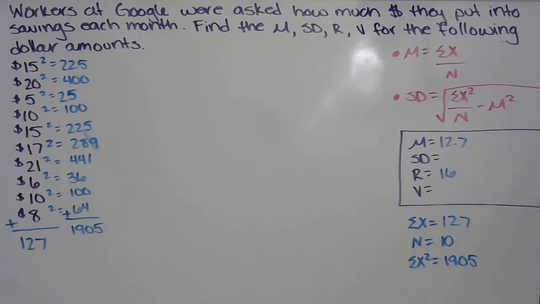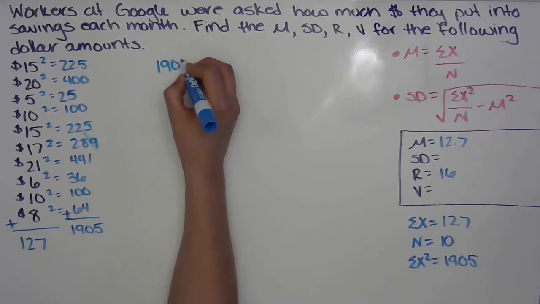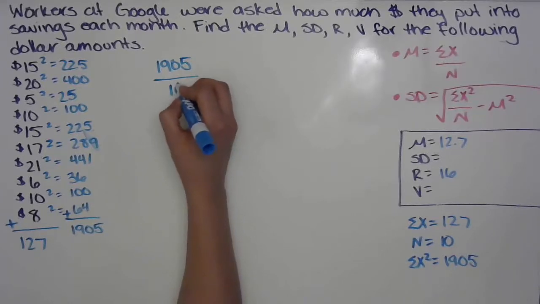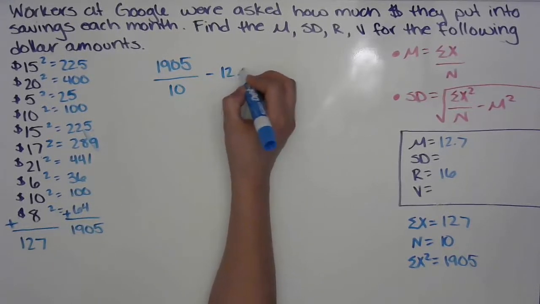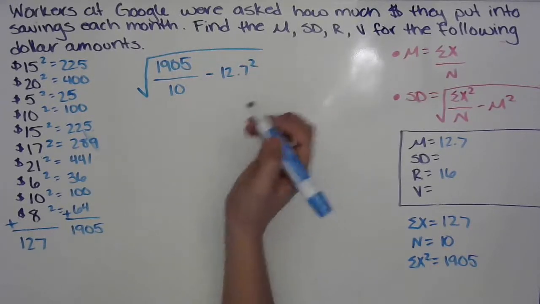Okay, and now we have enough of the pieces to go ahead and solve for our standard deviation. So let's plug in those numbers. We've got 1905 for our ΣX squared value. We have 10 for the N value. We're subtracting the mean of 12.7 and we're squaring that, and then all of that is under a square root.